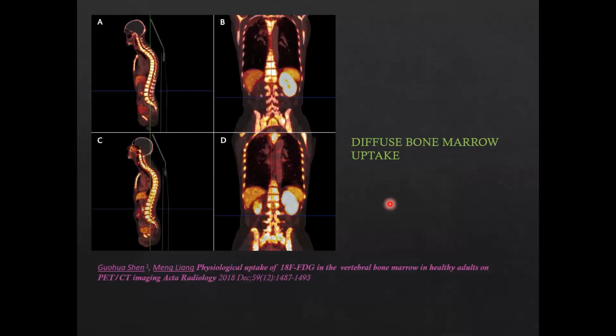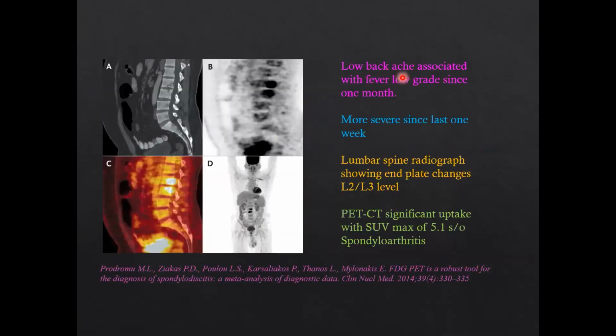Now, coming to an interesting case here, low backache associated with low grade fever since 1 month. If you see this, there is some sort of irregularity, end plate changes at this level, and this is consistent with the uptake along the end plates, and this shows an SUVmax of 5, which is consistent with spondyloarthritis.